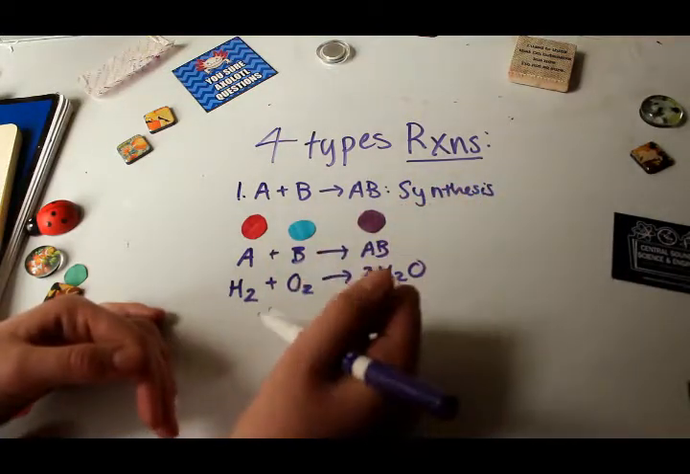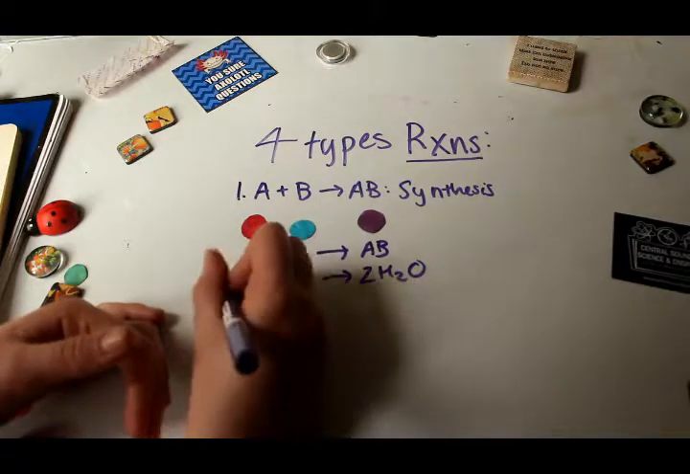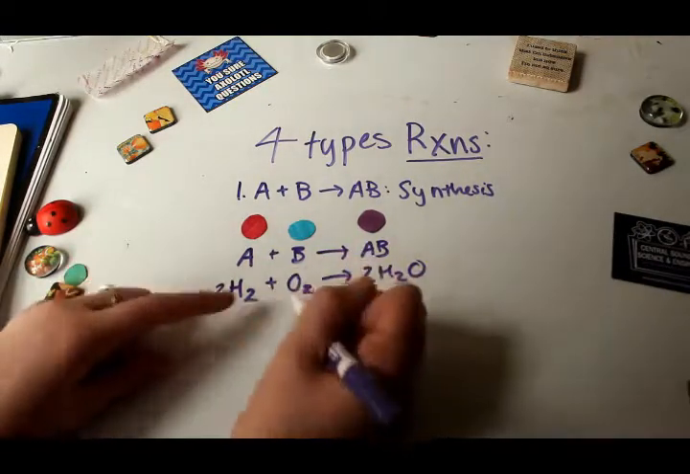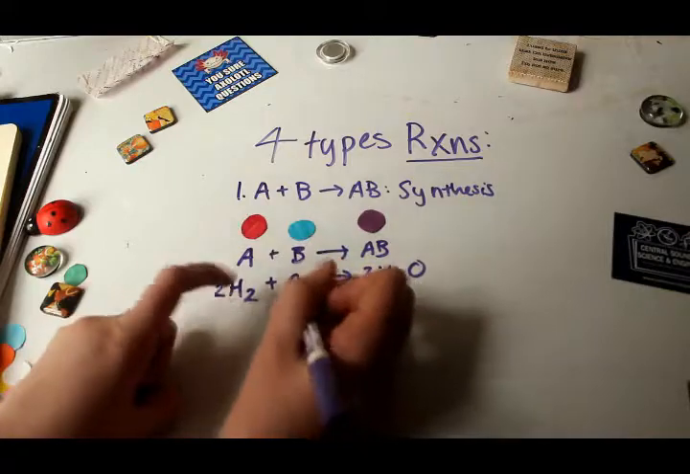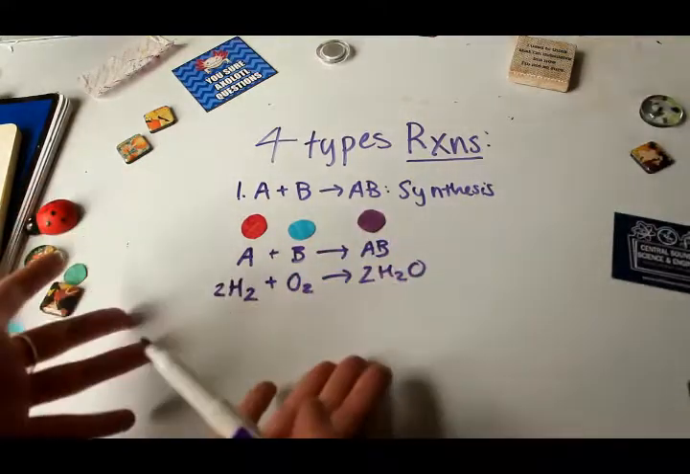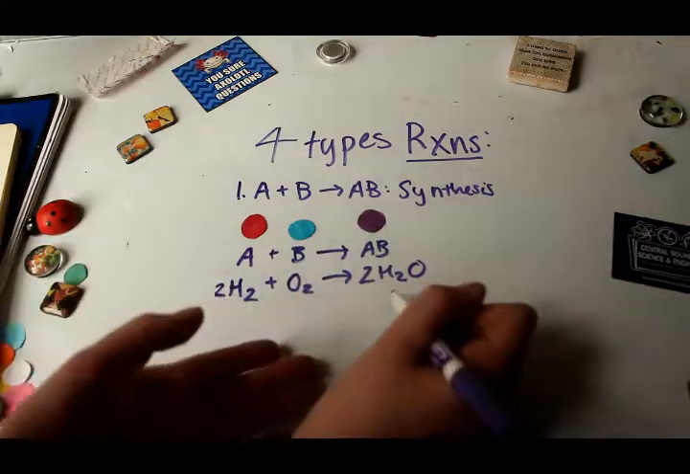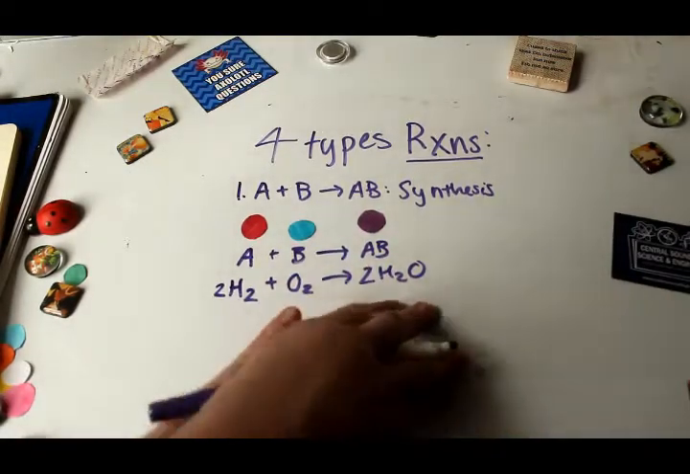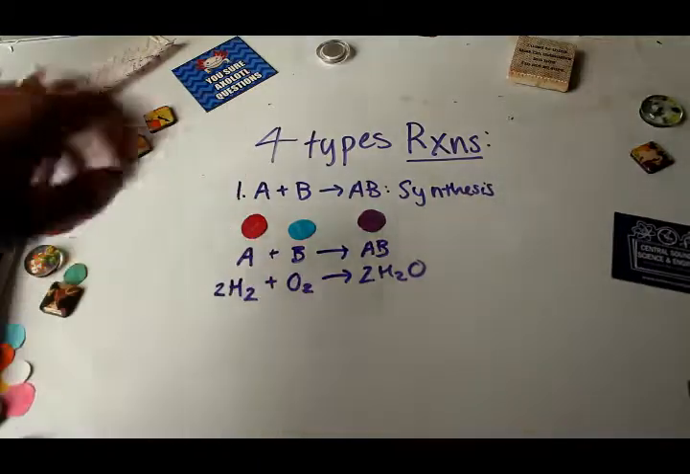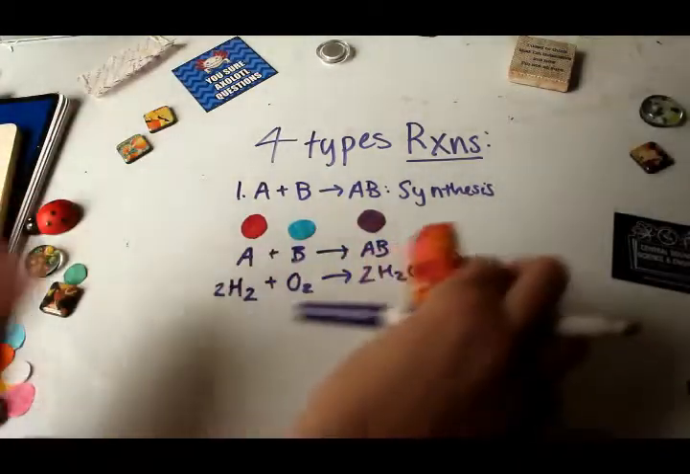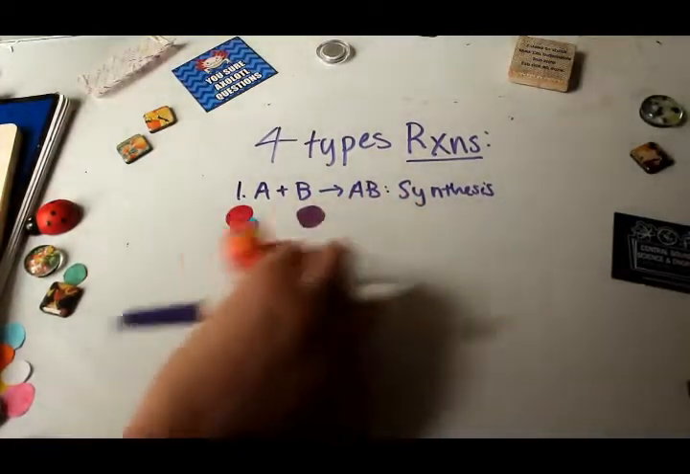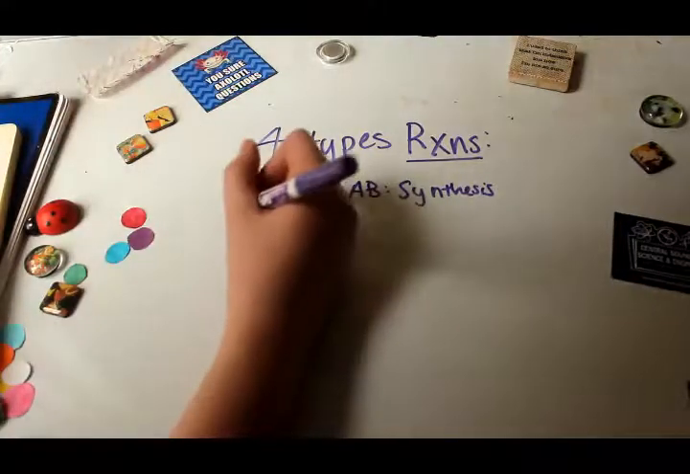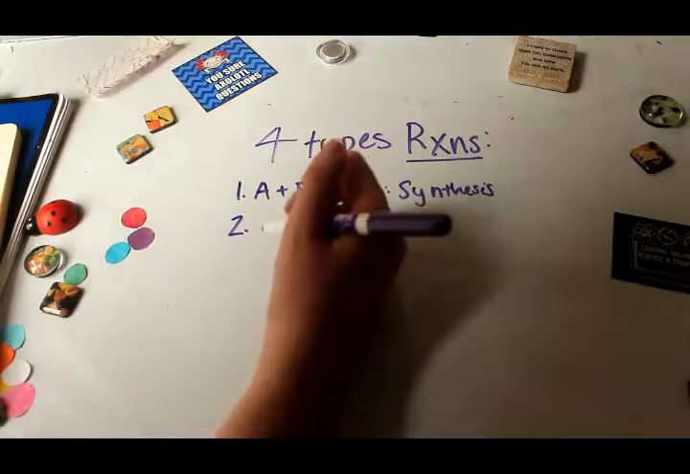I would have to balance this like that. H2 and O2 are their own chemical identities. They have their own chemical and physical properties, but they combine to make H2O, which has its own subset of chemical and physical properties. So that's how this works. We're going to do that for the next 3 as well.